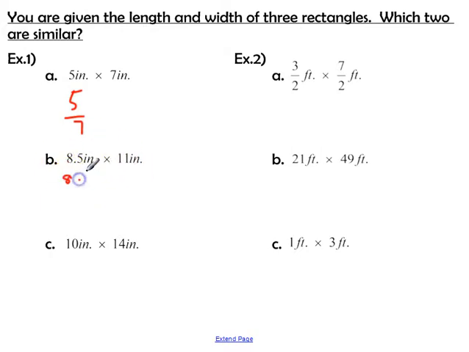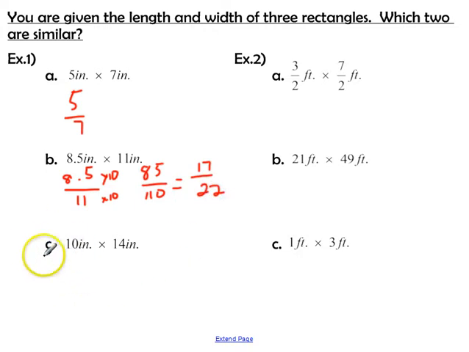So when we compare these two, the problem that we run into is that we have a decimal on top, and we don't want to have decimals in our final ratio. So we're going to multiply the top and bottom by 10 so that we can get rid of that decimal. So this becomes 85/110, and that reduces to 17/22.